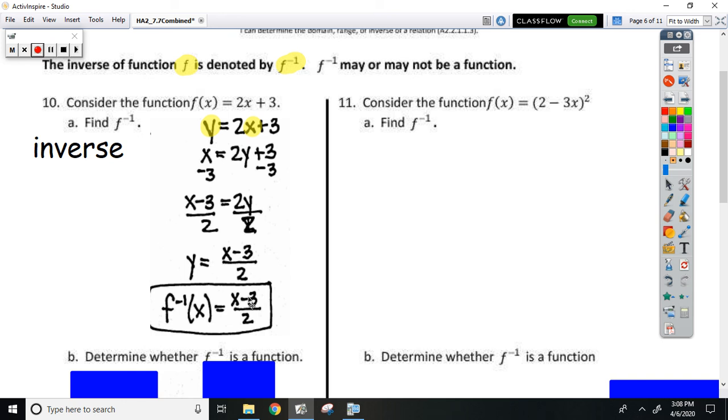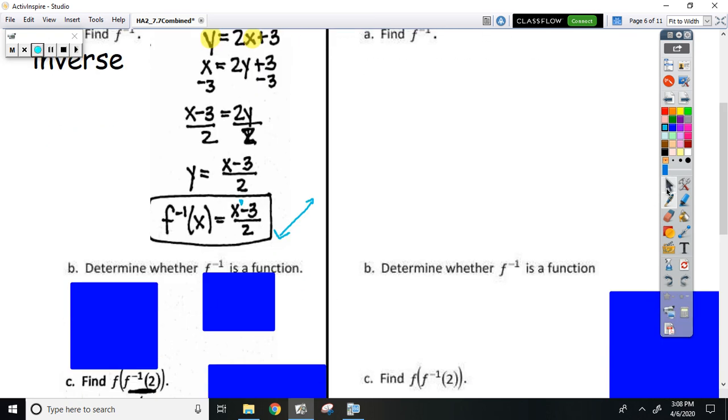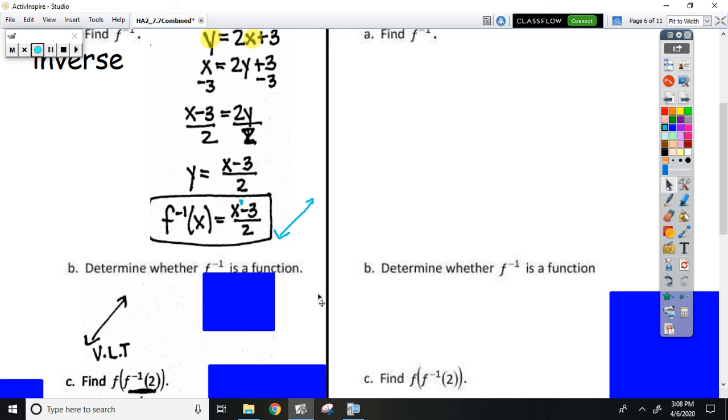Now, is this a function? What would this look like? It's x to the first, so it's linear. Has a positive slope, 1/2 x. So a positive slope means the line's going up. Would that pass the vertical line test? Yes, it would. So that is a function.